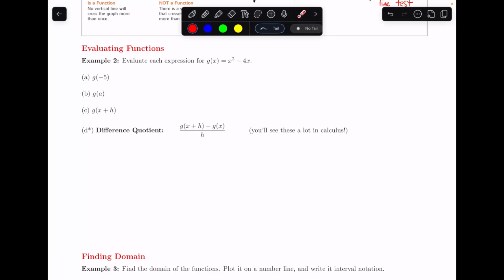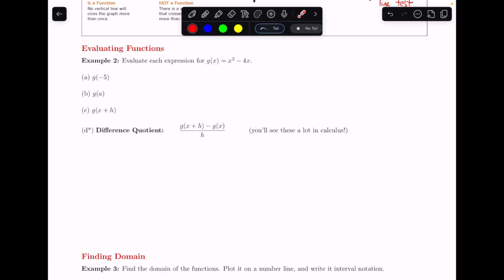In this video, we are going to learn how we evaluate functions. So let's get right into an example. I want to evaluate each expression for g of x equals x squared minus 4x. So part A says g of negative 5.